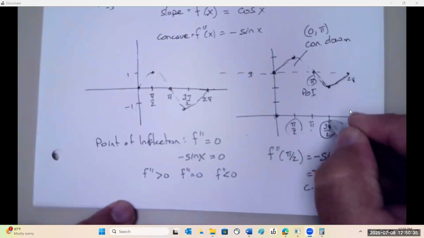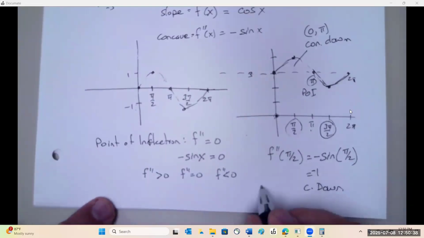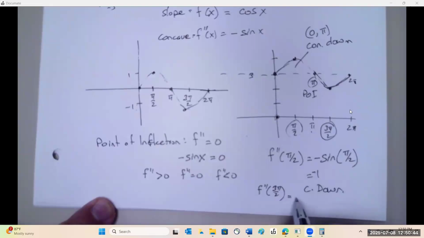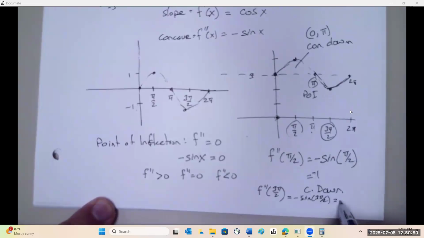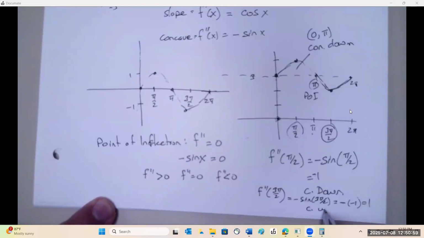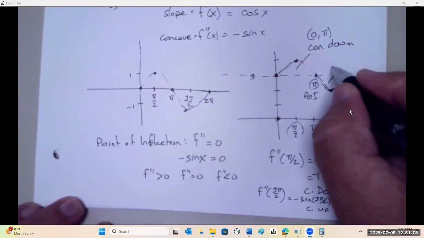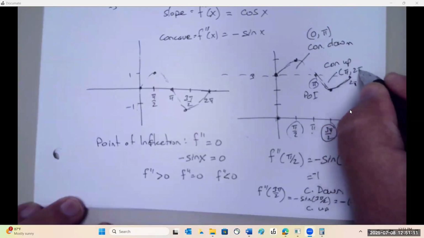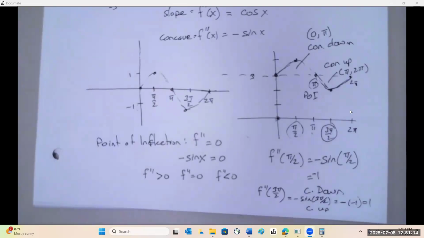Now we take it at 3 pi over 2. We do the same thing. Second derivative at 3 pi over 2, which is negative sine at 3 pi over 2. Sine at 3 pi over 2 is negative 1. So negative negative makes it a positive 1, so it's concave up on the interval of pi to 2 pi. That's how we differentiate the graph itself and show what happens there.